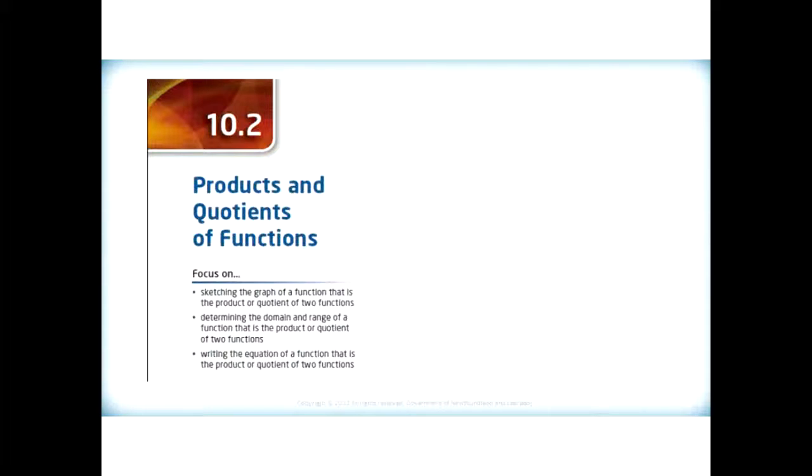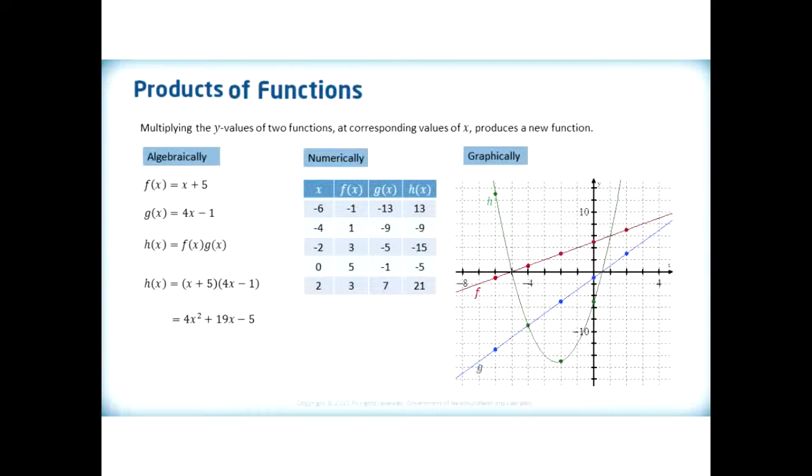And we're going to look at certain aspects of what happens when we take the product or the quotient of two functions. First of all, we're going to be interested in seeing what happens when we sketch the graph of a function that is the product or quotient of two others. We're going to look at determining the domain and range of a product function, and then just the domain of a quotient function. And then we're going to look at writing the equation of a function that is the product of two functions, look at the product when we multiply, and then we're going to look at finding the equation for a quotient by dividing. Okay, so we move on.